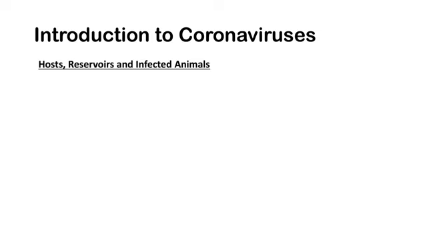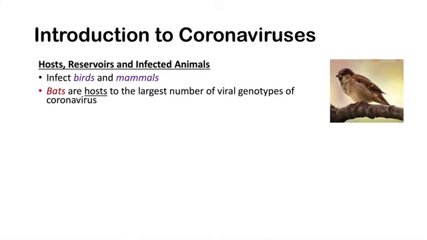So what are some of the hosts and reservoirs of these viruses, and what animals are infected by these viruses? Coronaviruses infect both birds and mammals, but bats are hosts to the largest number of viral genotypes of coronavirus. So they act more as hosts. They don't necessarily become infected with these viruses. Their immune system is able to suppress a lot of these viruses, and they simply act as hosts, but they can transmit these viruses to other birds and mammals.